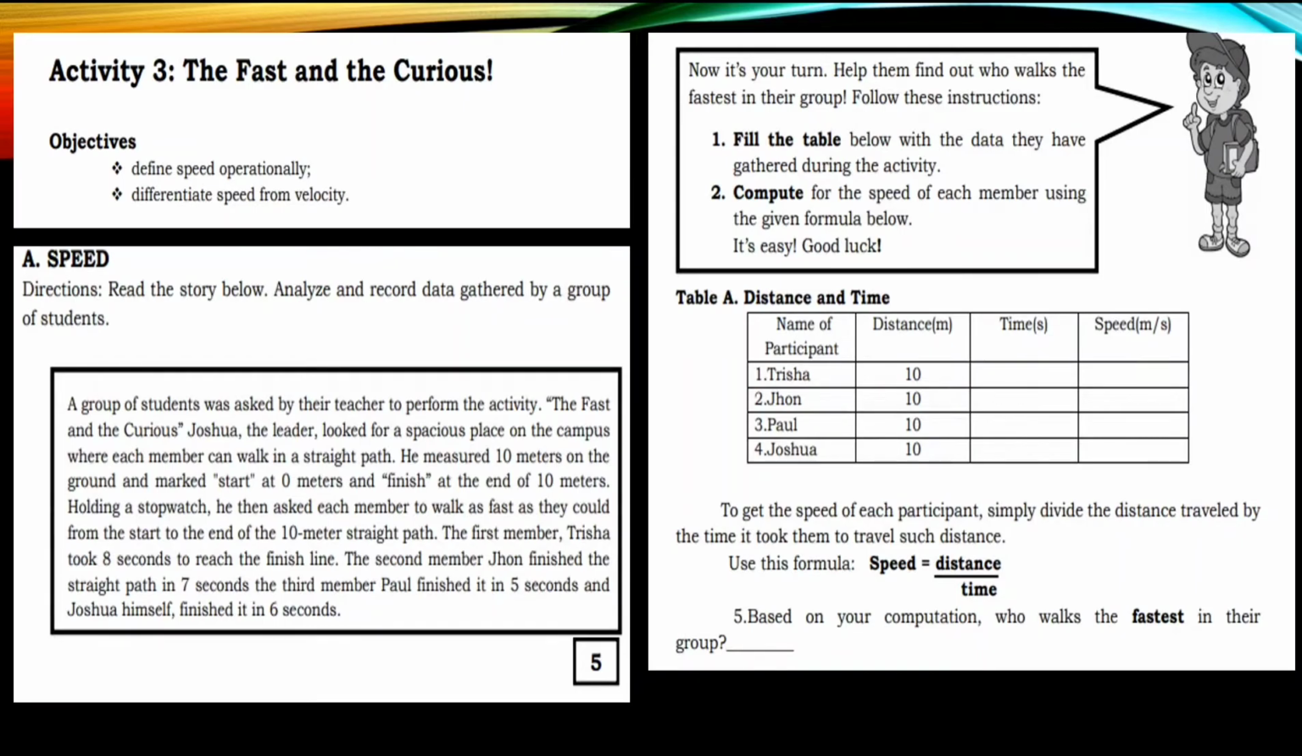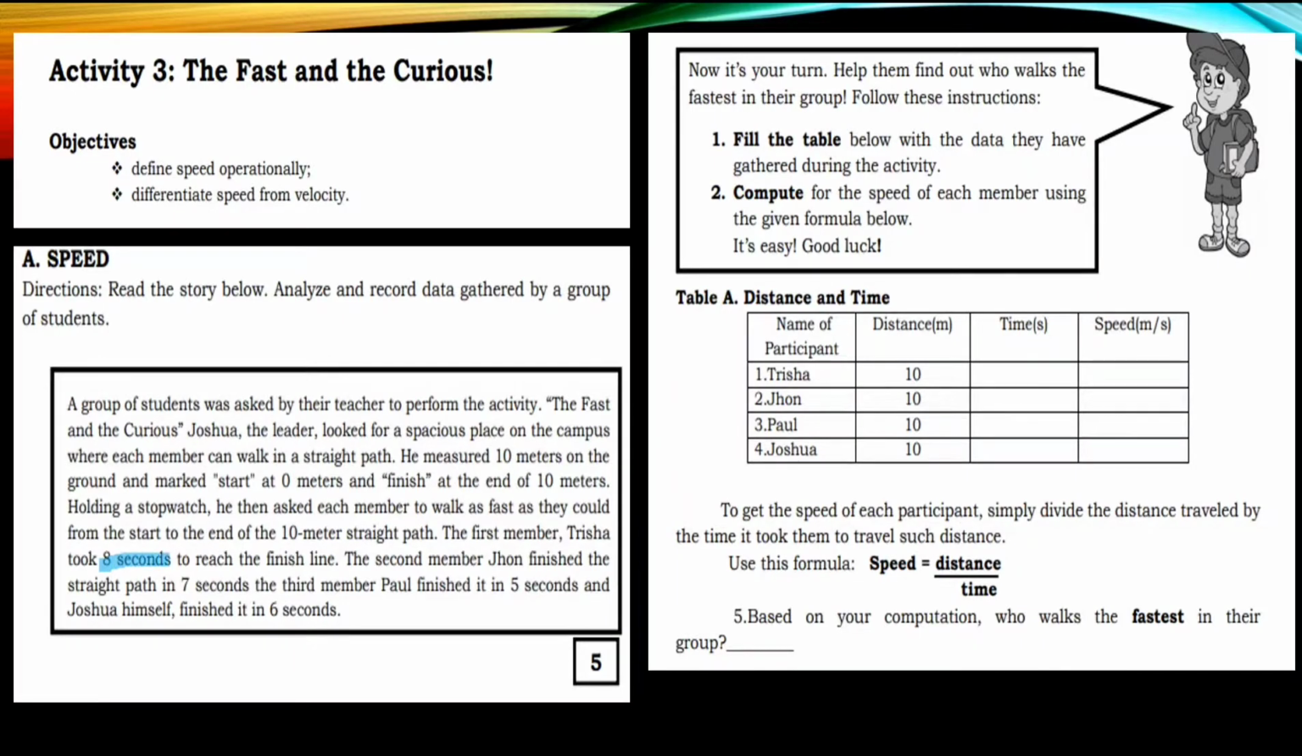Again, don't forget to box your final answer. So now, answer Activity 3 in your module. In this activity, you will read the story and analyze and record the data gathered by a group of students. In the story, the 4 members of the group performed an experiment. Bawat isa sa kanila ay maglalakad ng 10 meters at yung leaders ay gagamit ng stopwatch para orasan ang paglalakad ng bawat member. Mula sa activity na ginawa nila, ito yung naging oras ng paglakad ng bawat isa.